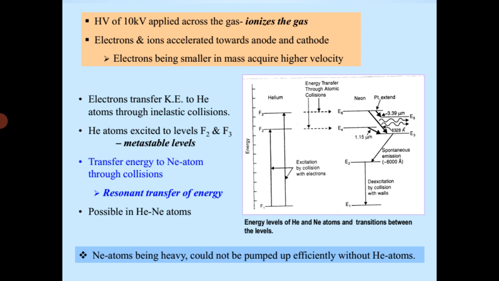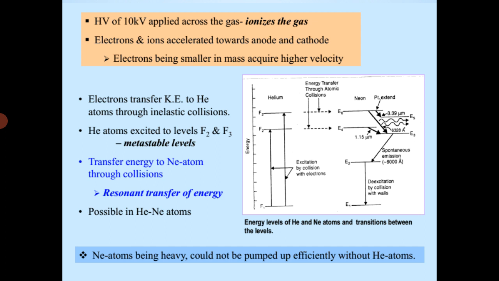Electrons and ions are accelerated towards the anode and cathode. Electrons, being smaller in mass, acquire higher velocity. In the helium neon laser there is a 4-level pumping scheme. The helium atoms are excited from the ground energy level to a higher energy level. Then these helium atoms transfer energy through atomic collision to neon atoms. Neon atoms are present in the excited state, then population inversion occurs.